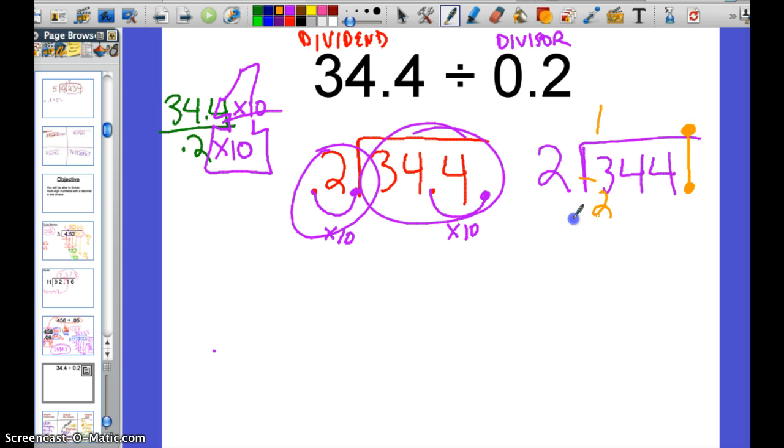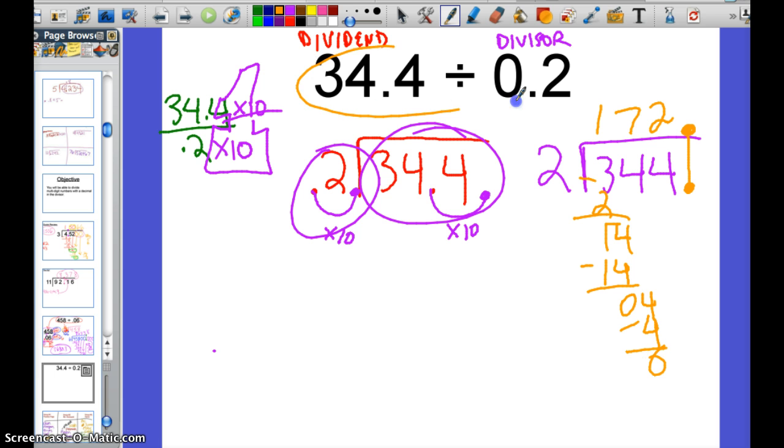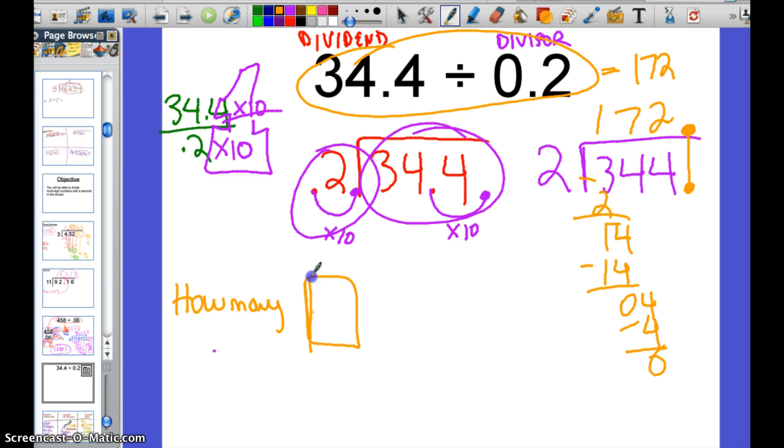It goes in 1 time, 7 times, 2 times. Oh, we don't have a remainder. We just have 172 wholes. Okay, so the answer to this problem would be 172. And again, that makes sense because we're originally asking how many 2/10, very small.